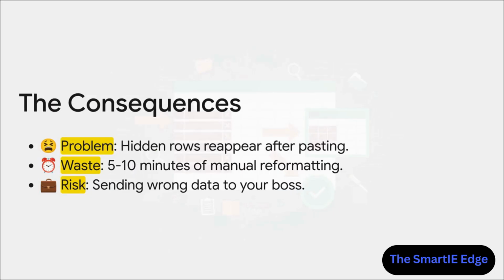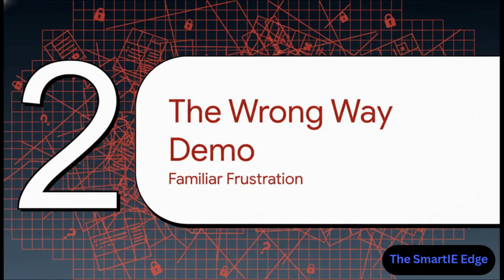Look, the fallout here is more than just a little annoying. First, those hidden rows just pop right back in when you paste. Then, you're stuck wasting 5, maybe 10 minutes manually deleting and reformatting everything. And honestly, the biggest risk, you could accidentally send the wrong data to your boss. Nobody wants that. Okay, so let's walk through the wrong way.